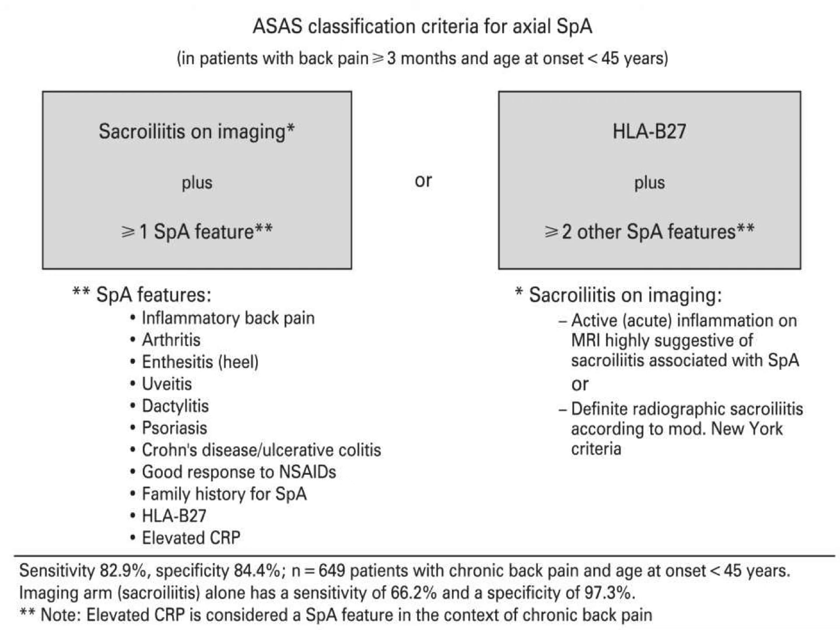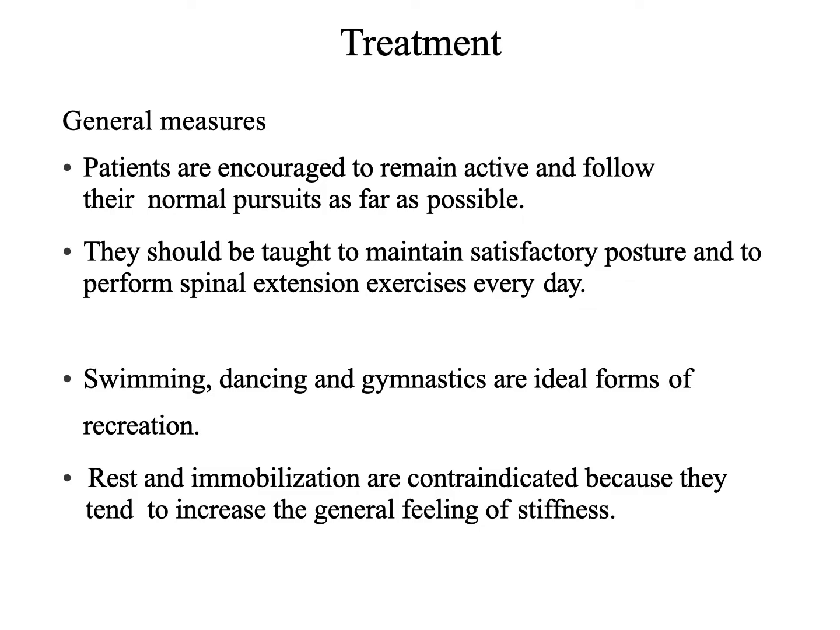Sacroiliitis on imaging should have active inflammation on MRI, highly suggestive of sacroiliitis associated with spondyloarthropathy, or definitive radiographic sacroiliitis according to modified New York criteria. Now let us move on to treatment.